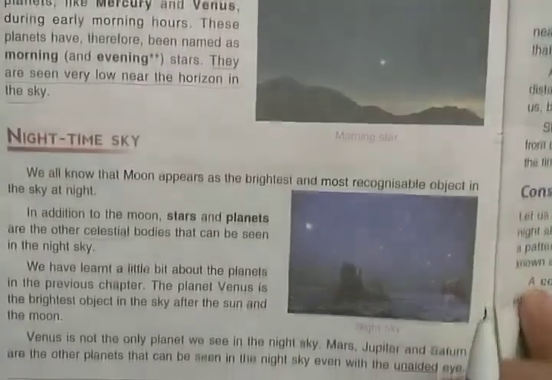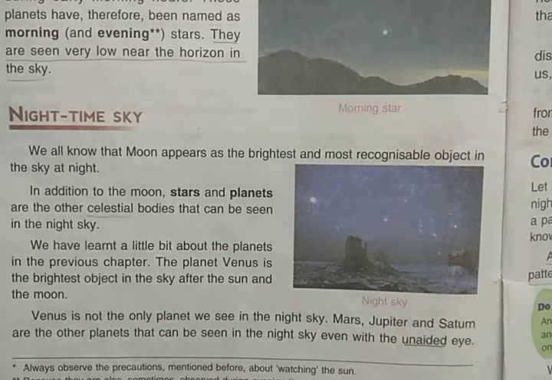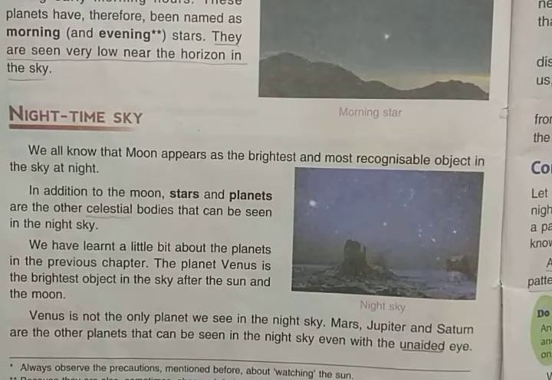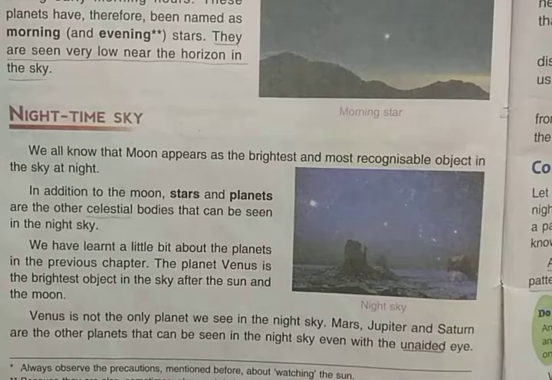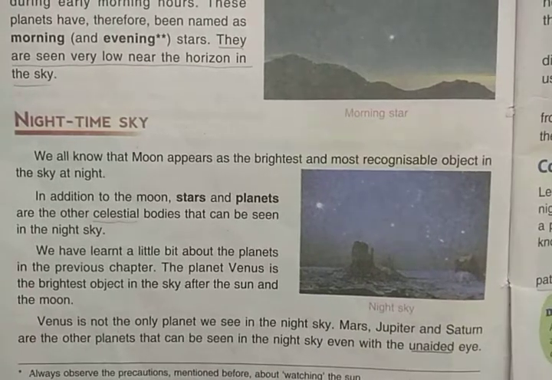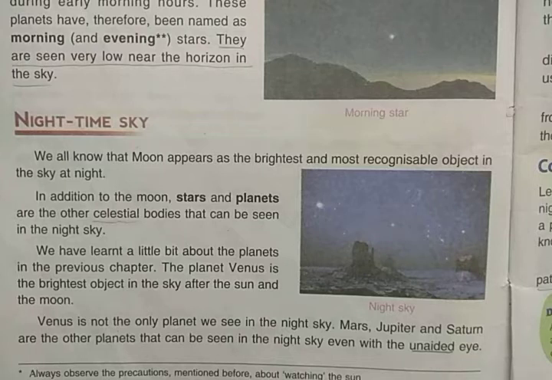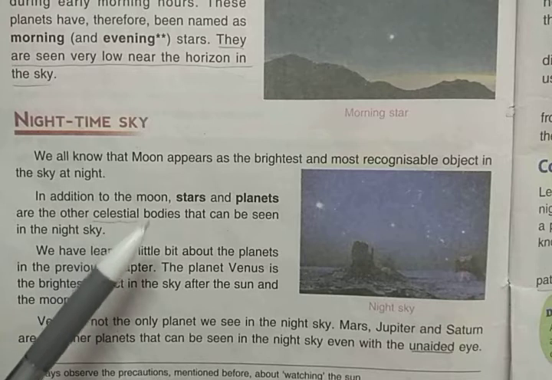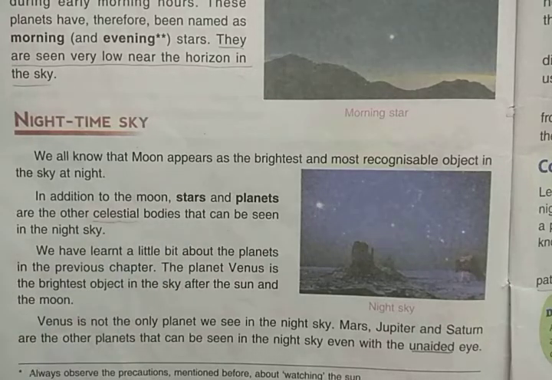Next is the nighttime sky. We all know that the moon appears as the brightest and the most recognizable object in the sky at night. So the moon is mainly what we see, the brightest thing that appears in the night sky. And in addition to the moon, stars and planets are the other celestial bodies that can be seen in the night sky. So stars and planets also appear to us in the night sky.